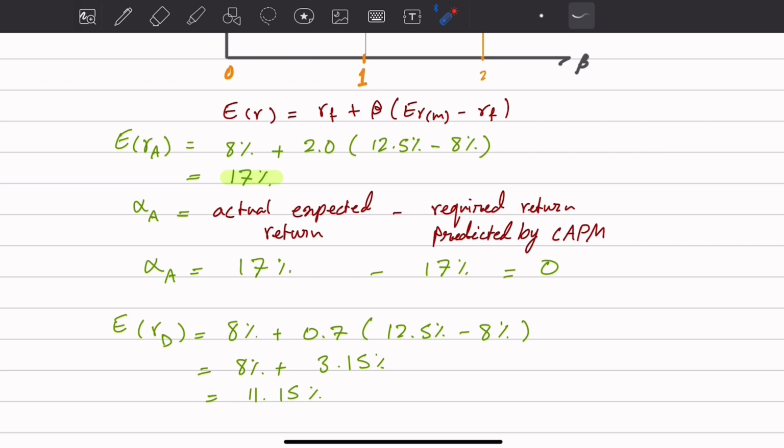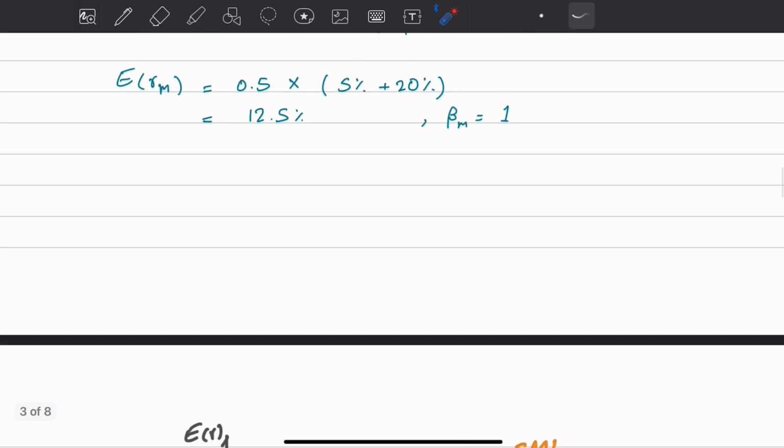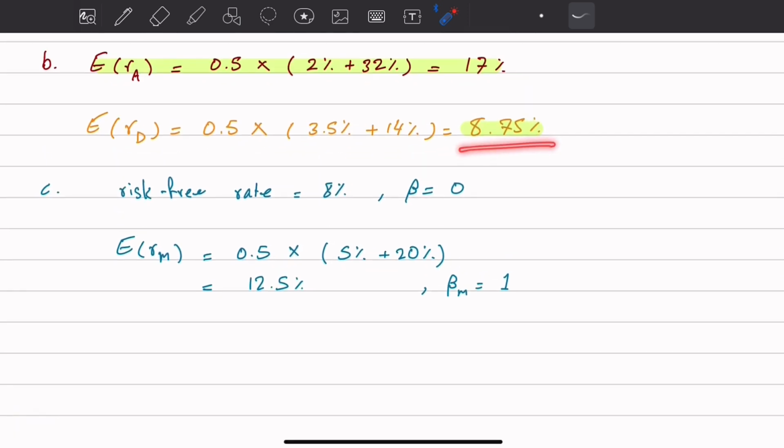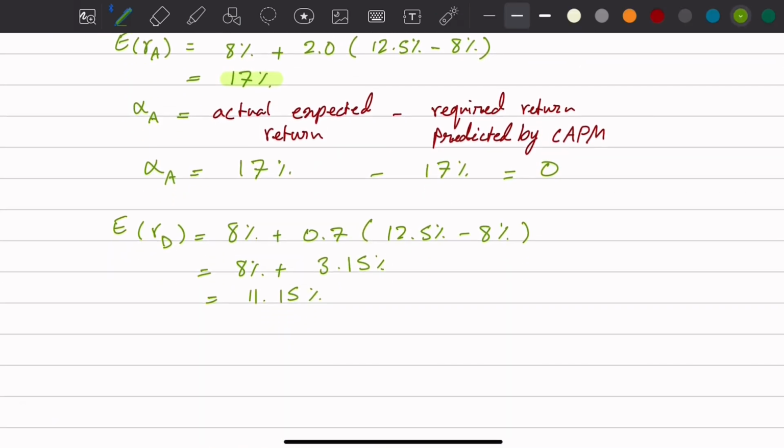Now, as you can see, there is a difference here. There is a gap. So based on the defensive stock's beta, the capital asset pricing model expects a stock with a beta of 0.7 to have an expected rate of return of 11.15. But our analysts have provided that the defensive stock here is expected to only return 8.75. Okay, meaning that here we will have an alpha.